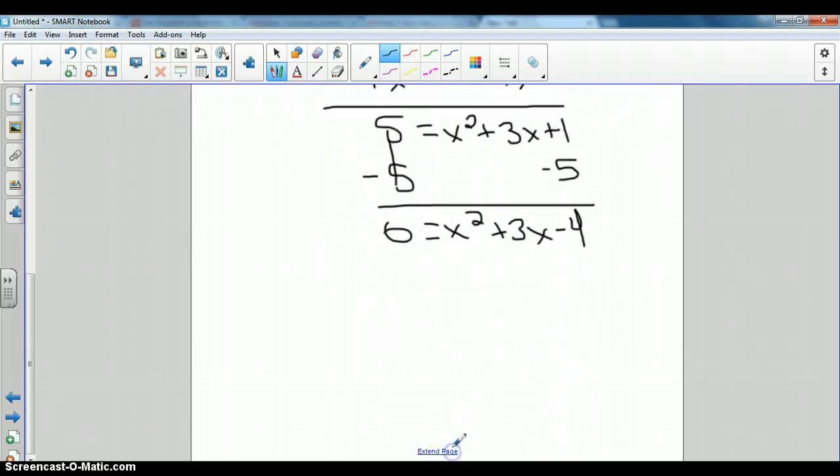Now this is factorable. We need to factor it. I'm not sure how you learned. When I learned, it was just a matter of thinking of what two numbers multiply to negative 4 and add to 3.